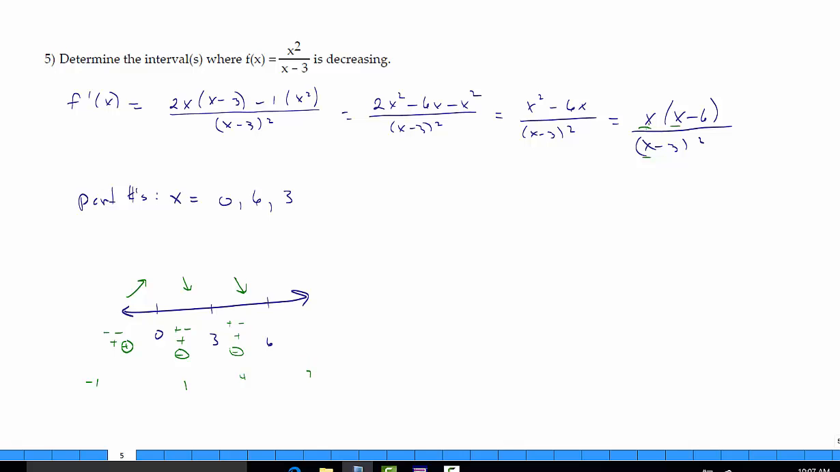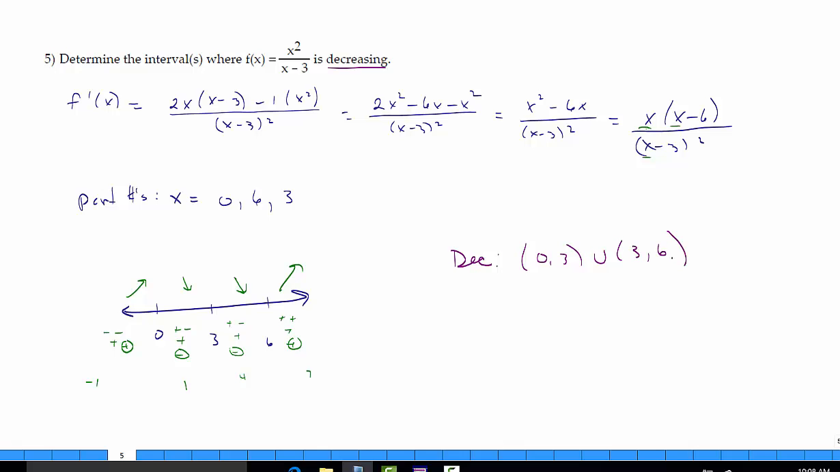Plugging in 7 for x, I get a positive. 7 minus 6, positive. And then the denominator, that's always positive. So positive, positive, positive. It's going to be increasing. Okay, so this particular question asked me to list the intervals where it was decreasing. So it's going to be decreasing on the intervals from 0 to 3, and then again from 3 to 6.